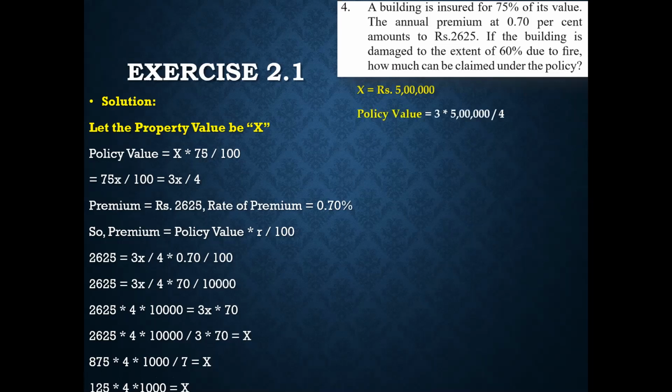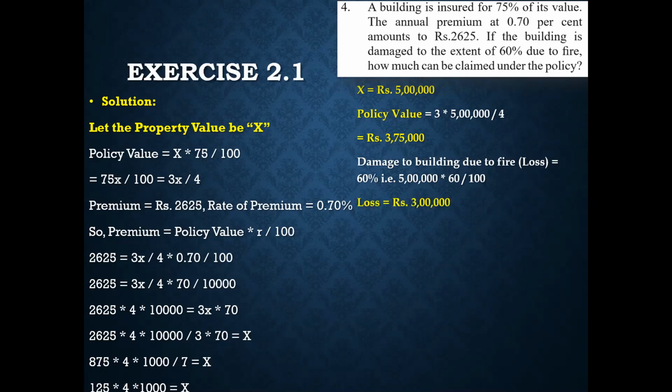Once you know the property value, you can substitute it in the policy value 3X by 4, that is 3 into 5 lakh divided by 4, which gives you rupees 3,75,000. Now class, if you have paid attention, they have told you that the building is damaged to the extent of 60% due to fire. So due to fire means that is a loss which has to be borne. So loss is always calculated on property value. Keep that in mind. So 5 lakh into 60 by 100 gives you 3 lakh, the loss which you have to suffer because of fire.